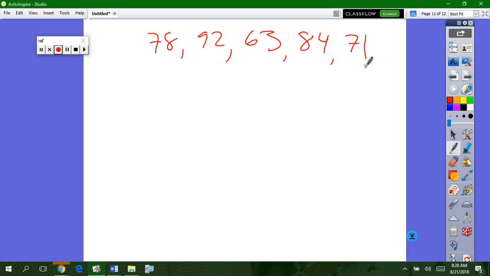You're getting a little nervous. You're like, somebody hurry, quickly tell me what the average of that is. How would I find average? Add them all up and divide by 5. Quickly find out the average for me. 77.6, right? Okay, awesome. So we add that up, divide by 5, that's the average.